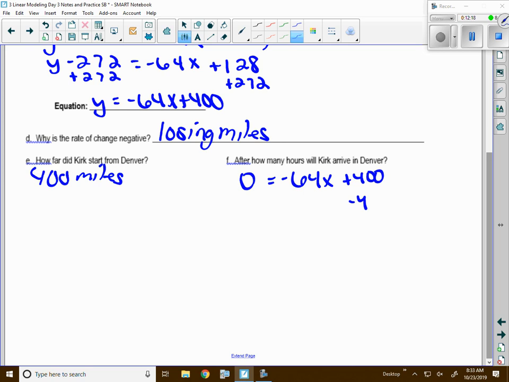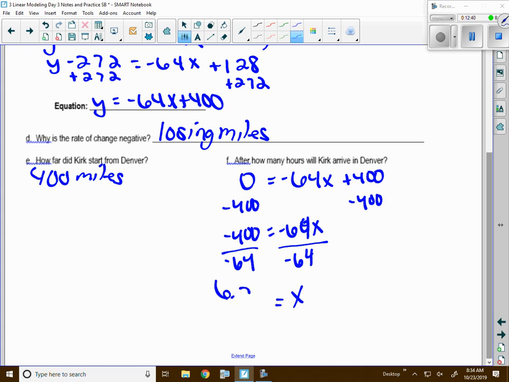We're going to end up subtracting 400 and dividing by 64. My bad. Your brain's all over the place today. 6.25. 6.25 what? Hours. Make sure you put your label on there. Okay, question, concern?